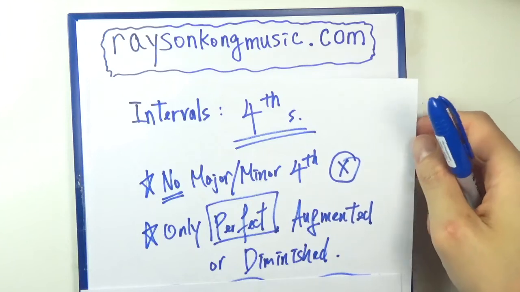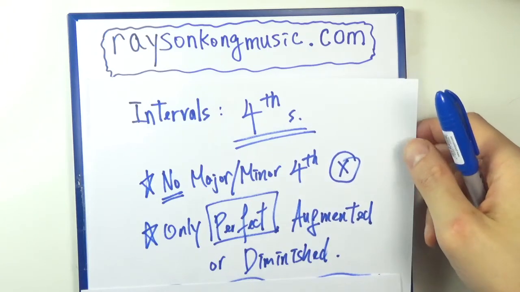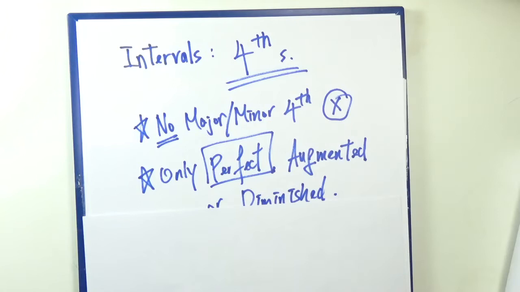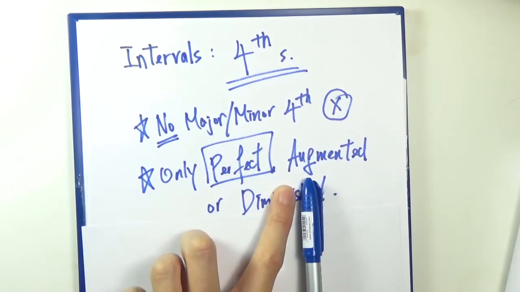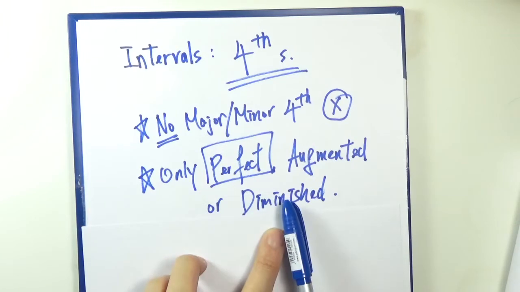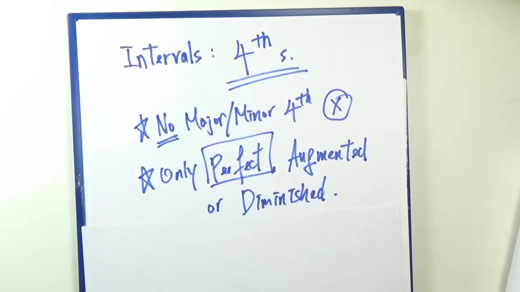So today we'll look at the fourth interval. Okay, first thing first, there's no major or minor fourths. So it's mostly a perfect interval, or an augmented interval, or a diminished interval. Meaning it can be a perfect fourth, augmented fourth, or a diminished fourth, but not a major fourth or a minor fourth, okay? So make sure you don't make that mistake of putting down a major fourth. So there's no such thing.